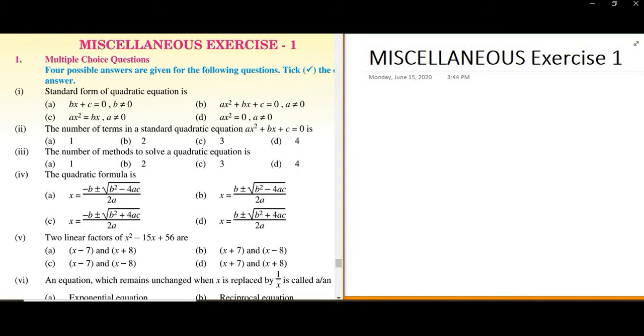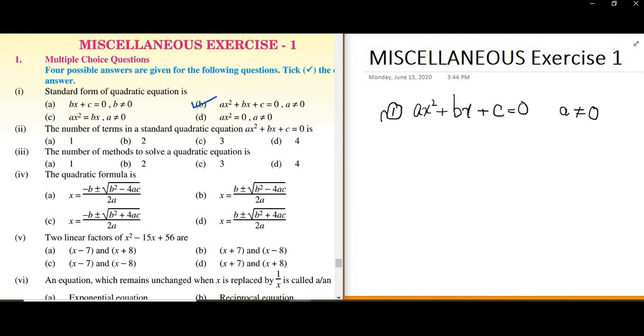First one is, the standard form of quadratic equation is. We all know what the standard form of a quadratic equation is. It is ax square plus bx plus c equals to 0 and a not equals to 0. This is the general form of quadratic equation which we discuss on the first page of chapter number 1 in definition. So the correct answer is ax square plus bx plus c equals to 0 and a must not equal 0, this one, b.